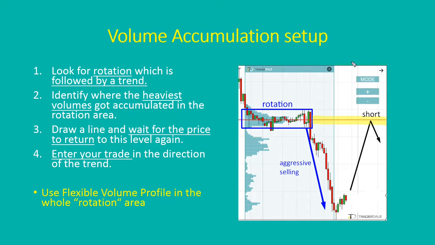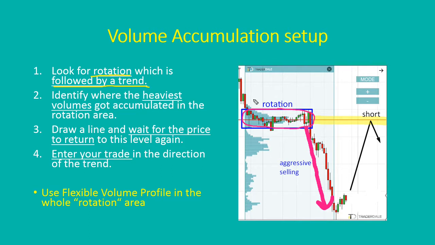So here are the steps for the volume accumulation setup. First, you look for rotation, which is followed by a trend. So if you look at the picture, you can see that there is a rotation, price is moving sideways, big institutions are accumulating their positions, and afterwards there is a trend. Alright, so this is what you look for, rotation followed by a trend.